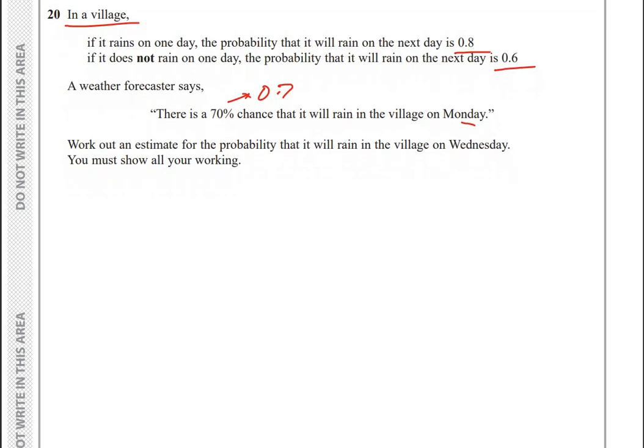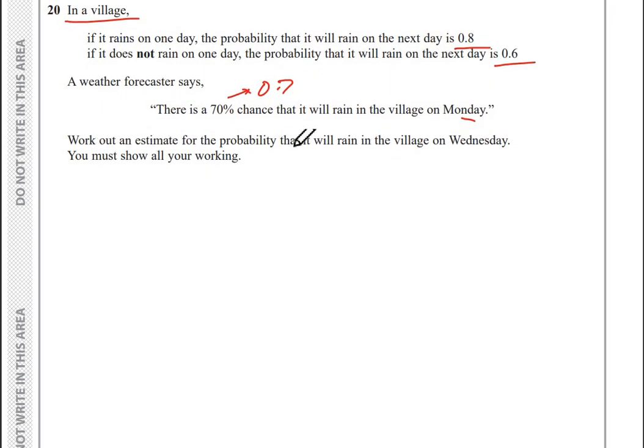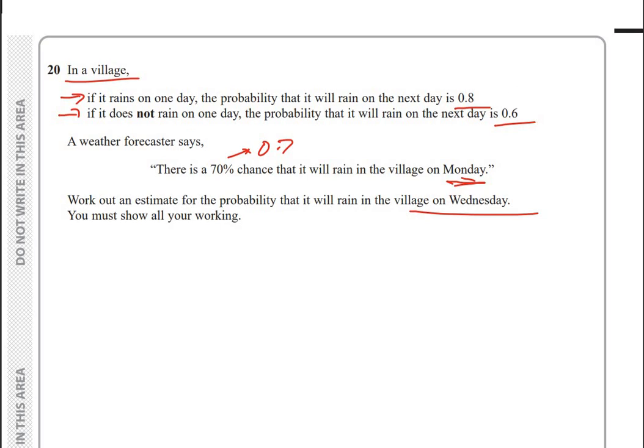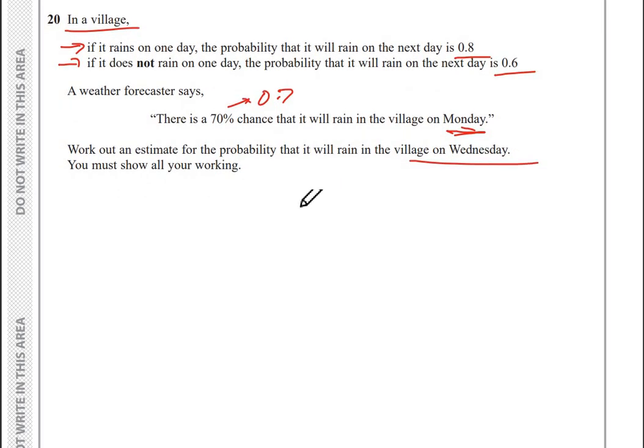Work out the estimate for the probability that it will rain in the village on Wednesday. You must show your working. Alright, so we want to find the probability that it will rain in the village on Wednesday. We're given the probability that it will rain on Monday, and we're also given a rule that takes us from one day to the next. So it looks like we'll need a probability tree in this question.